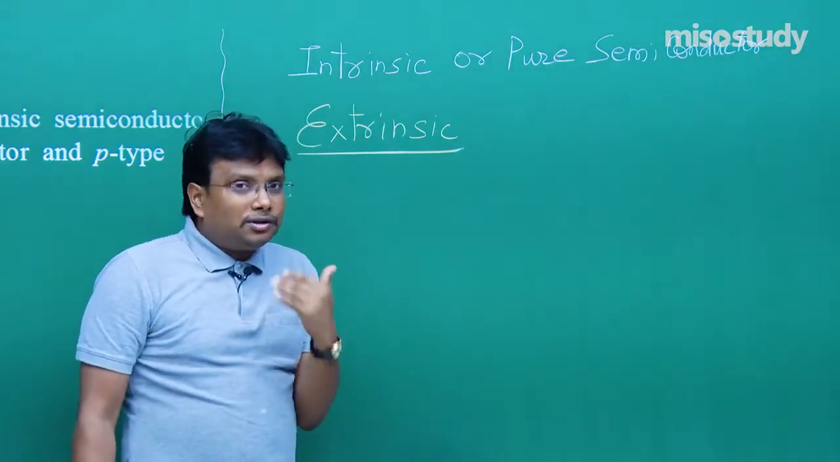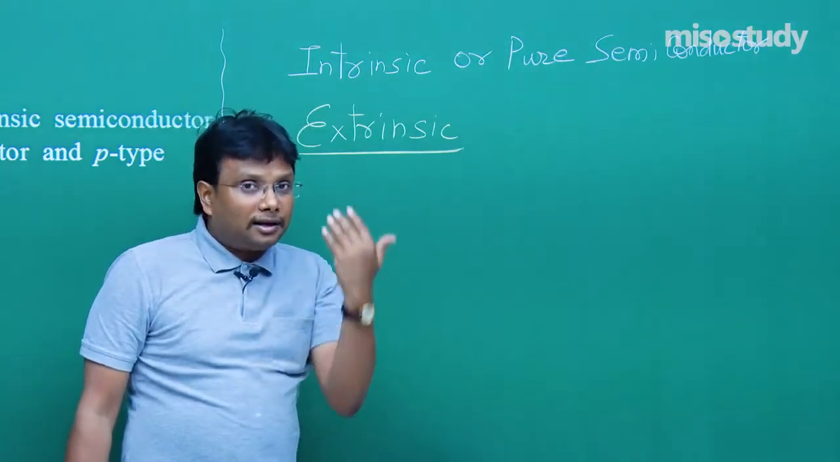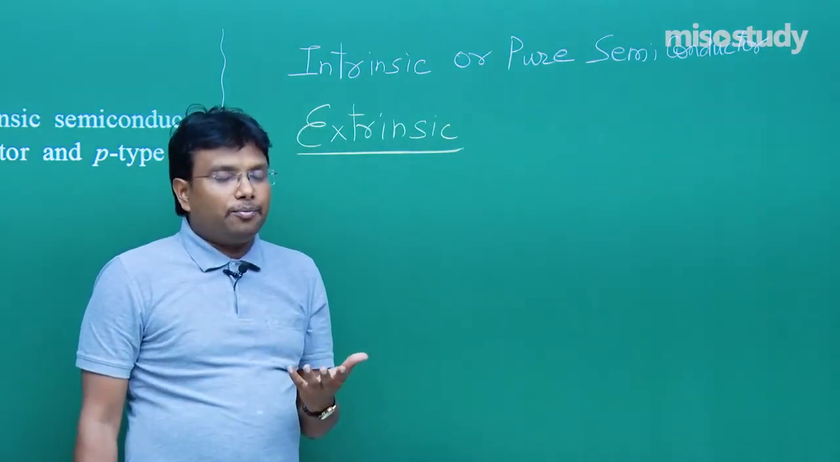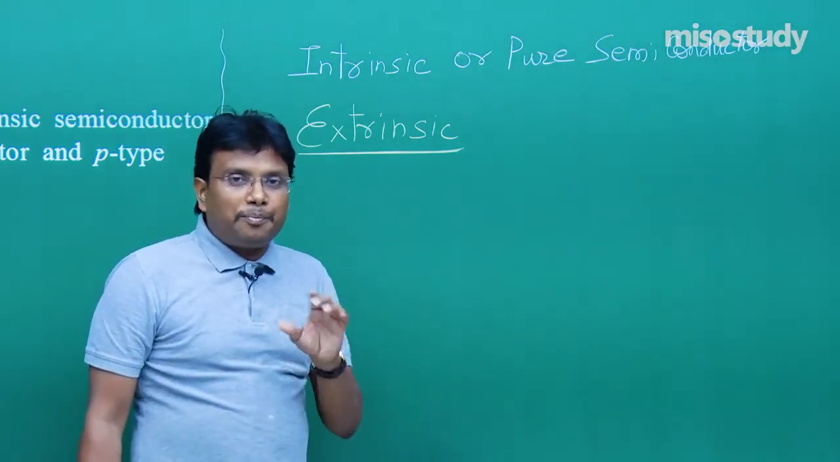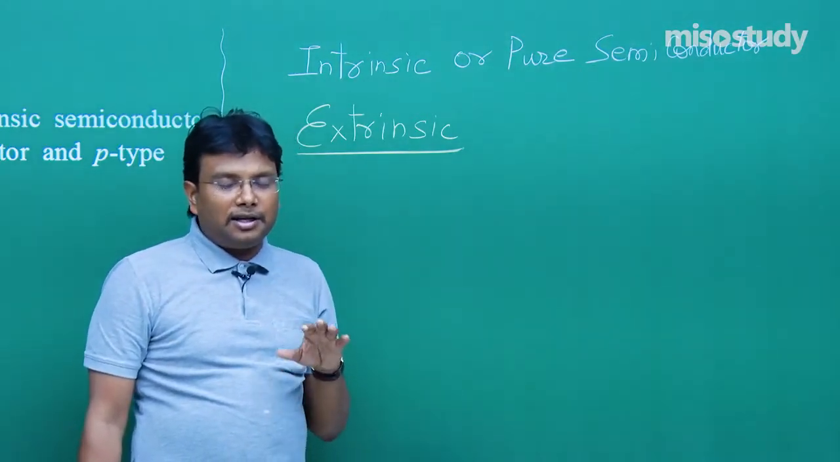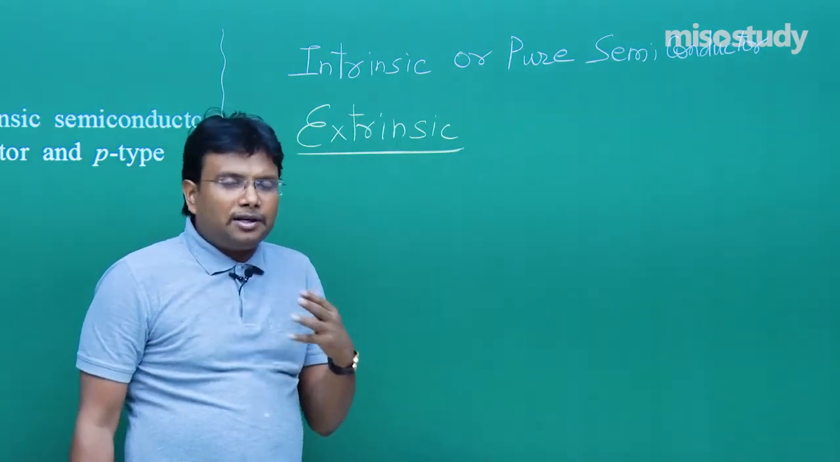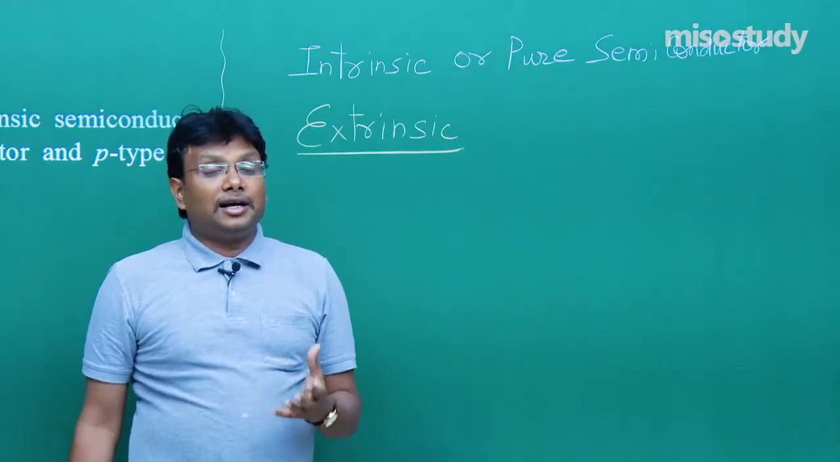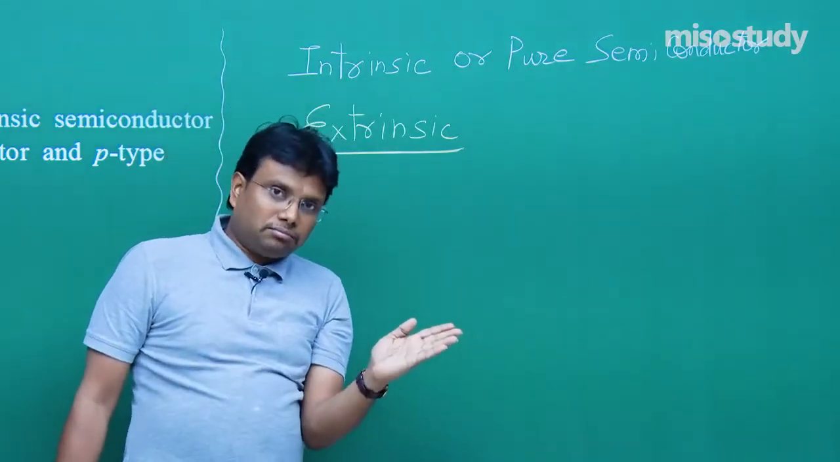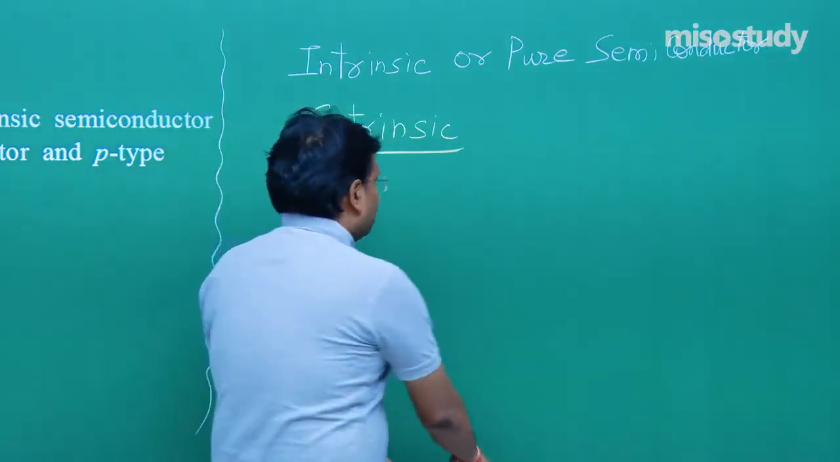So, both these methods, adding either trivalent or pentavalent impurities, after the creation of p-n junction, p type and n type semiconducting material, the conductivity is going to be more, and this is extrinsic type of semiconductor where some foreign element is there.